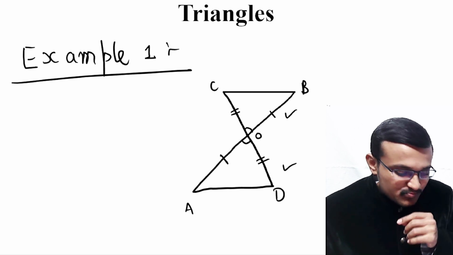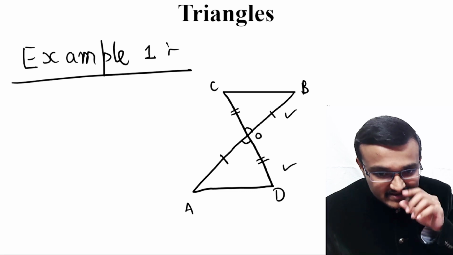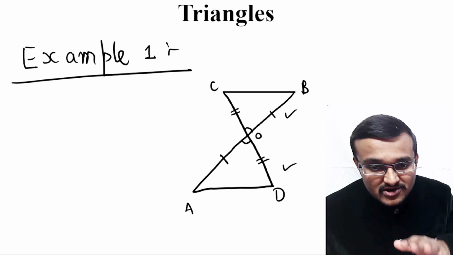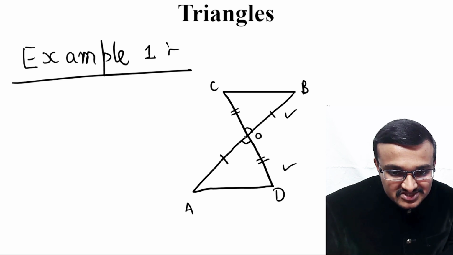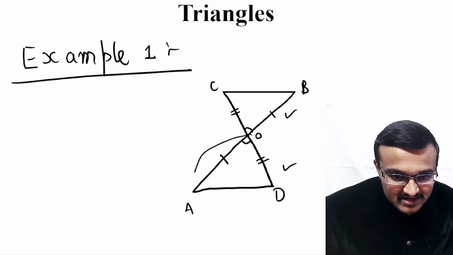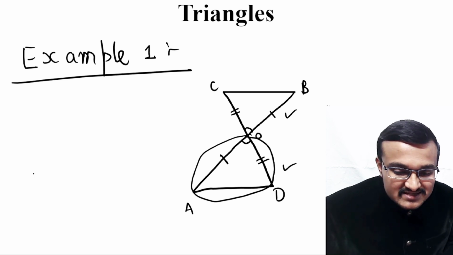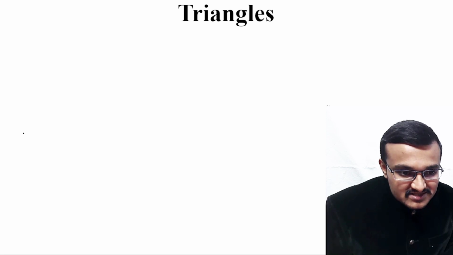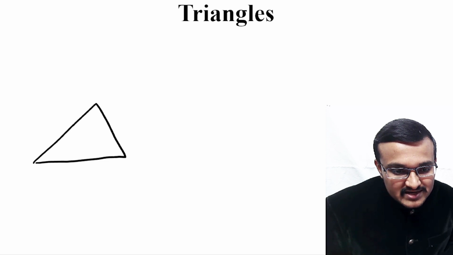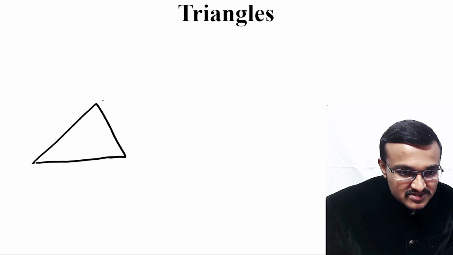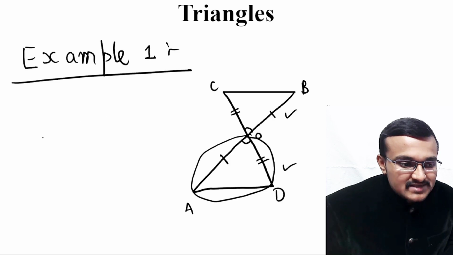Now, in order to prove whether these two triangles are congruent or not, we will alter this diagram. So now, just write this particular triangle. I am writing the below triangle one more time like this. So the below triangle looks something like this. So this point is O, this point is A, this point is D.